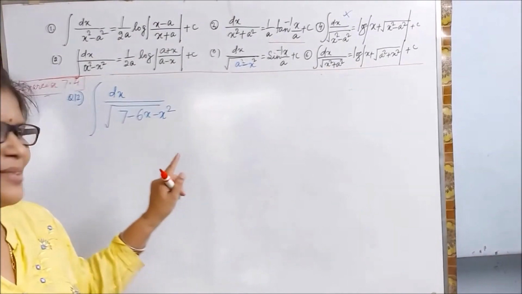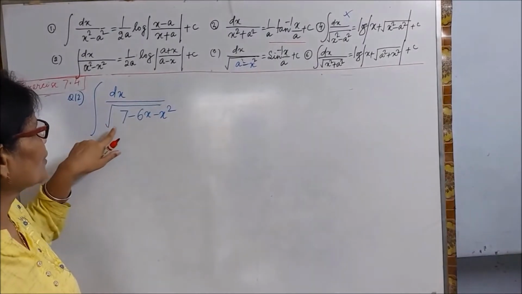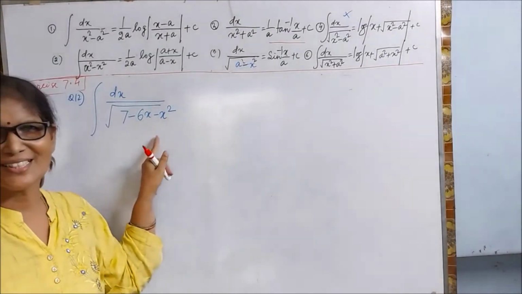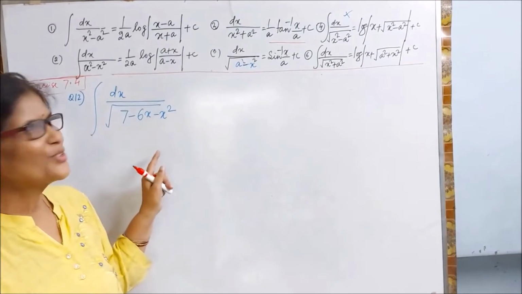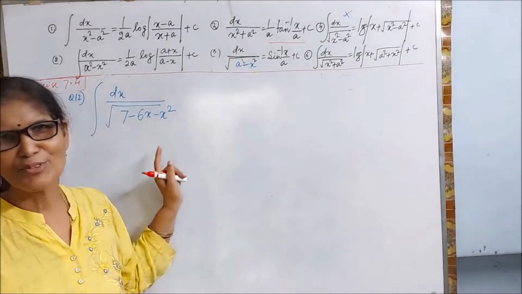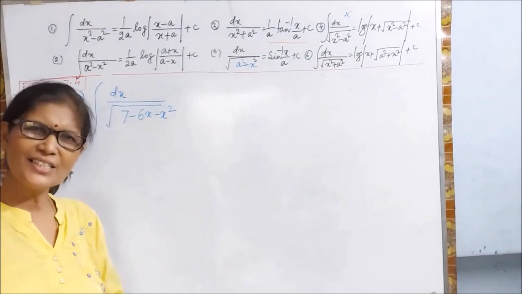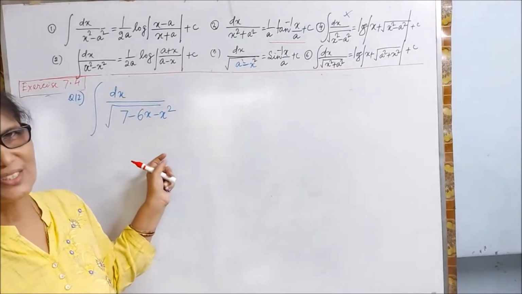Next is question number 12. Question number 12 is dx by under root 7 minus 6x minus x square. Okay, so here you are getting another type of question. Why? x square is negative. So how to do this?